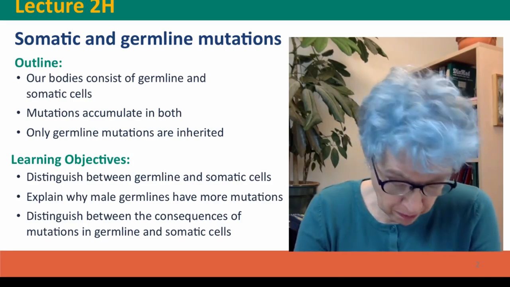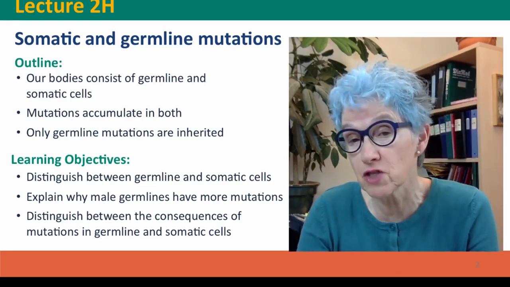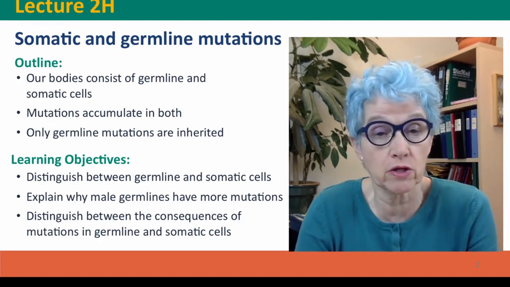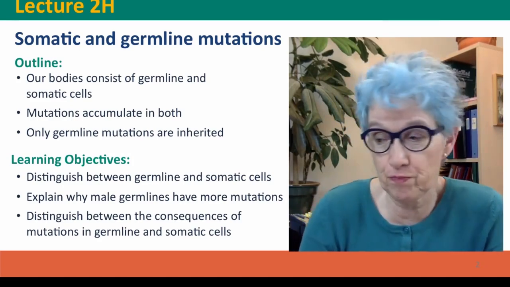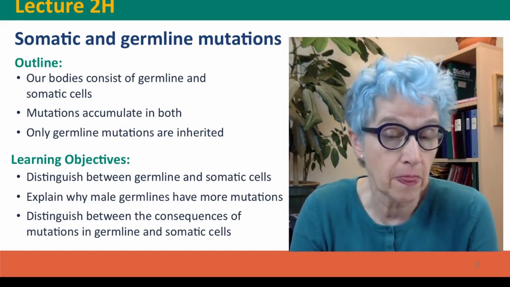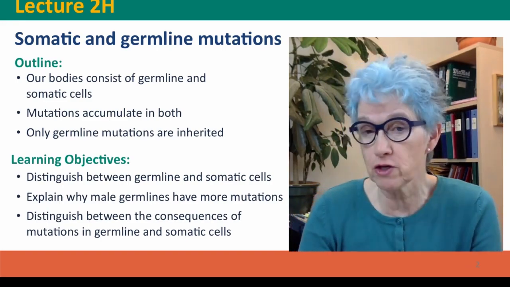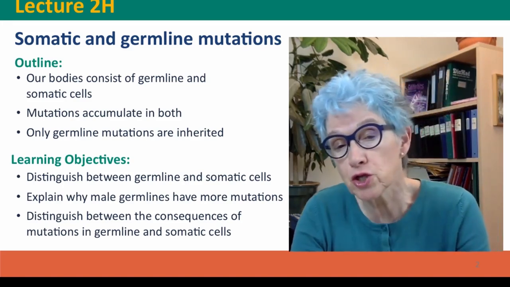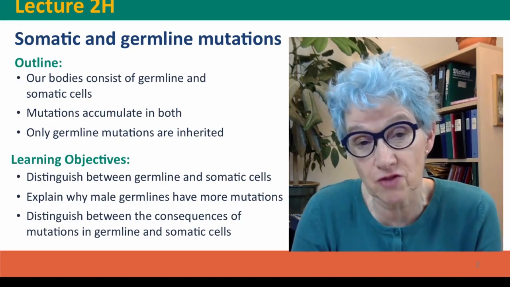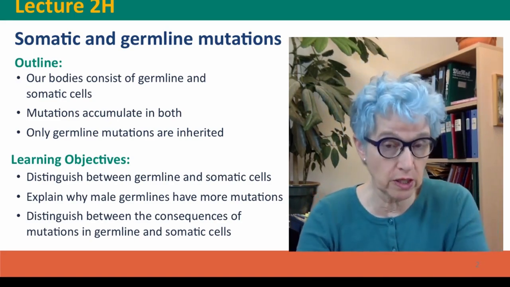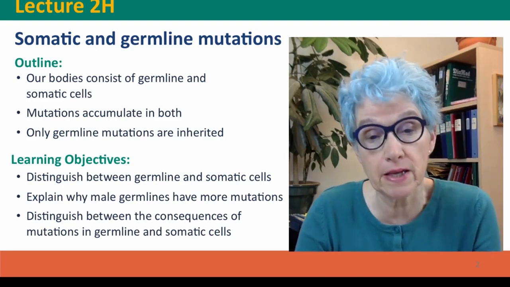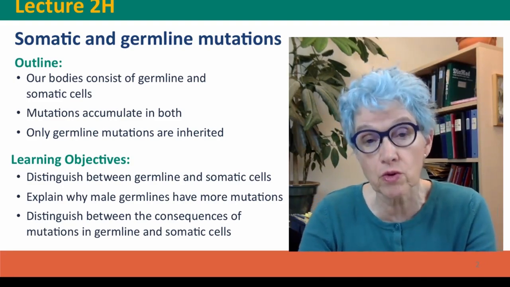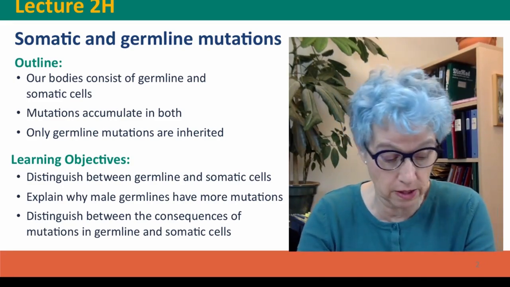So our bodies basically consist of two kinds of cells. Most of our cells are what we call somatic cells. They become the tissues of our body. But some cells are of the germline. They're going to form the gametes. And mutations accumulate in both kinds of cells, but only mutations in the germline can be inherited because they're the only ones that will become part of our gametes.